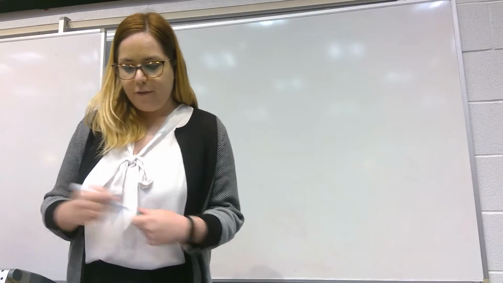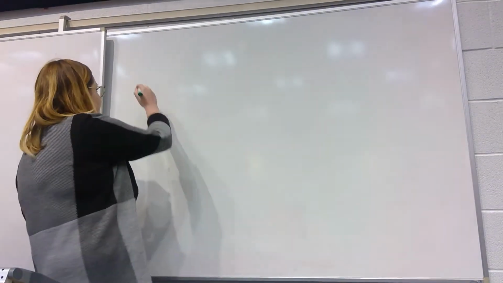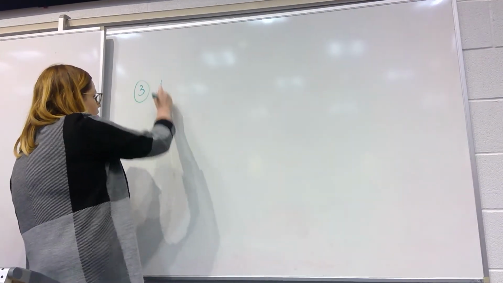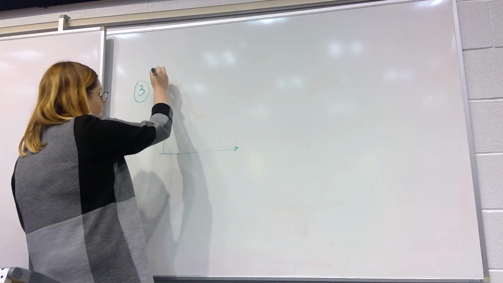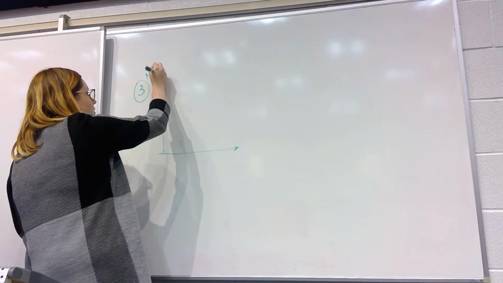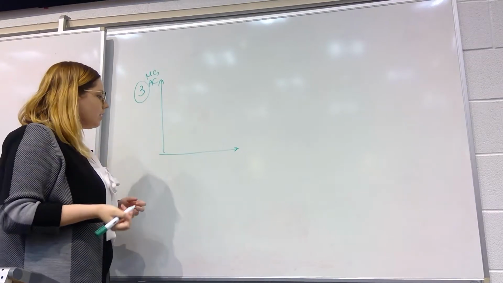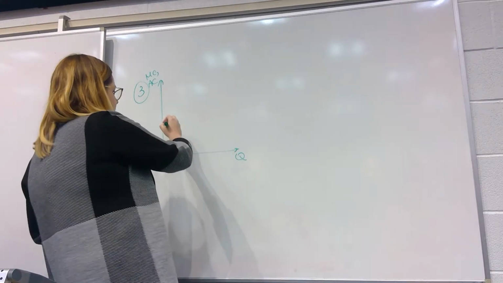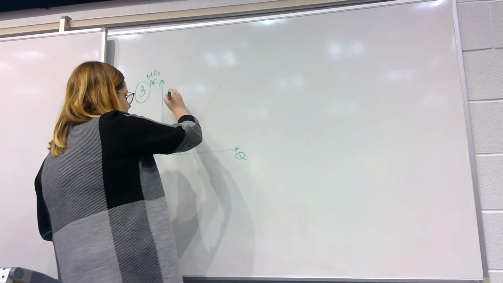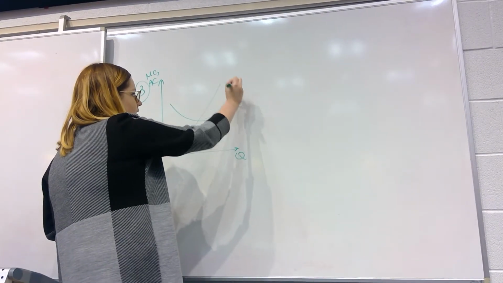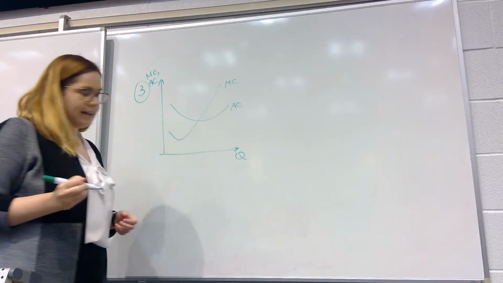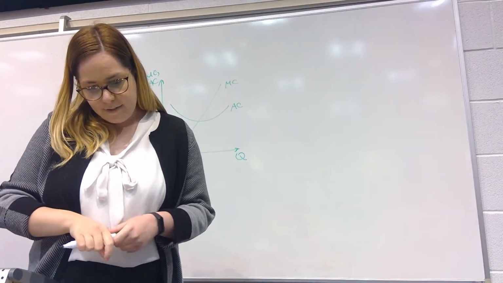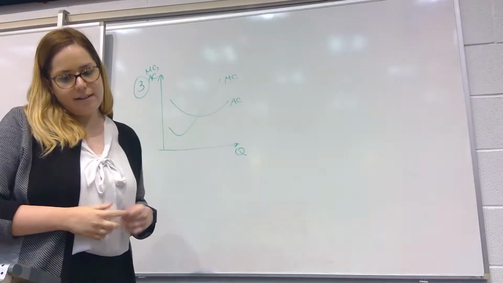Question number 3 is the marginal cost curve. So if you remember from your lecture slides again, the relationship between average costs and marginal cost, where we have marginal cost and average cost on our y-axis, and then we have quantity on our x-axis. So the marginal cost curve would look something like this, whereas the average cost curve would look something like this. So this gives us the answer to this question.